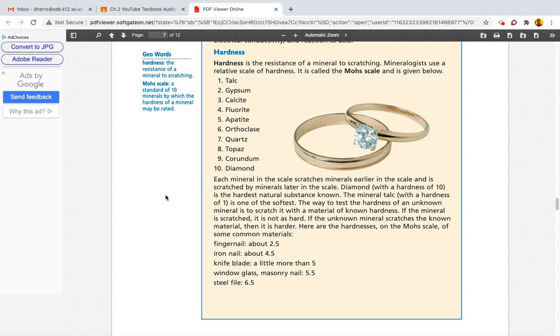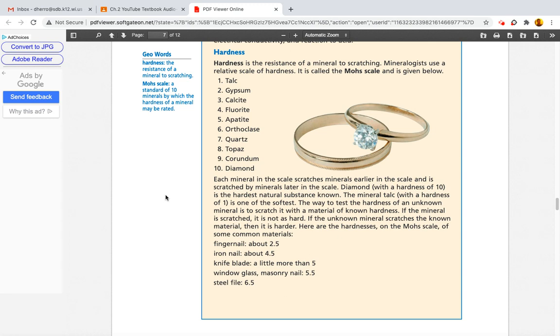Each mineral in the scale scratches minerals earlier in the scale and is scratched by minerals later in the scale. Diamond with a hardness of 10 is the hardest natural substance known. The mineral talc with a hardness of 1 is the softest.